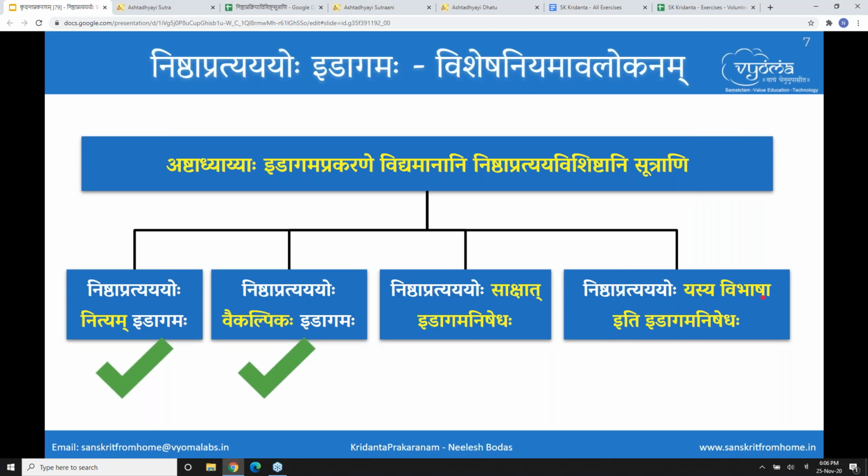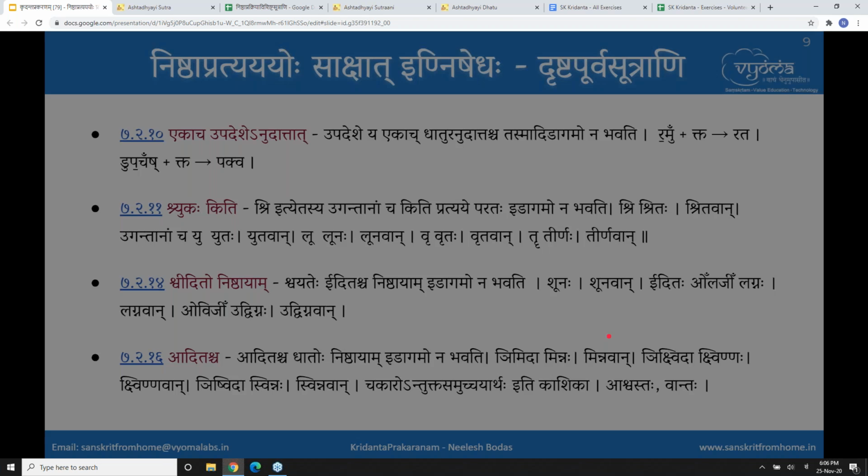Only 2 new sutras, extremely simple sutras are there. So I'll take them and we'll stop. So nishtha pratyayoho yasya vibhasha iti idagama nishedha. So fourth category is also idagama nishedha. But here what is happening is that the dhatu gets an optional idagama somewhere else, and therefore the idagama has been blocked for the nishtha pratyayas. So the idagama is being given optionally for some other pratyaya, therefore it's blocked over here. So let's talk about that particular part.